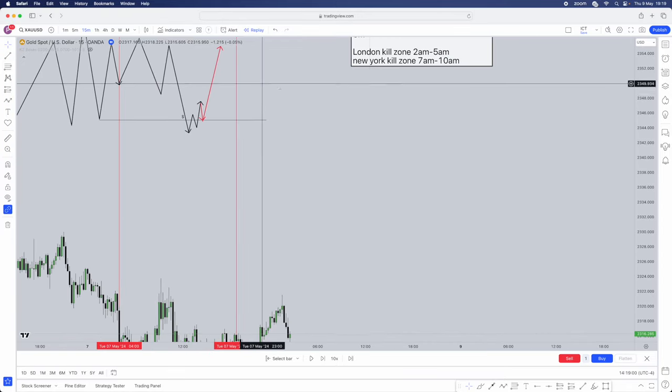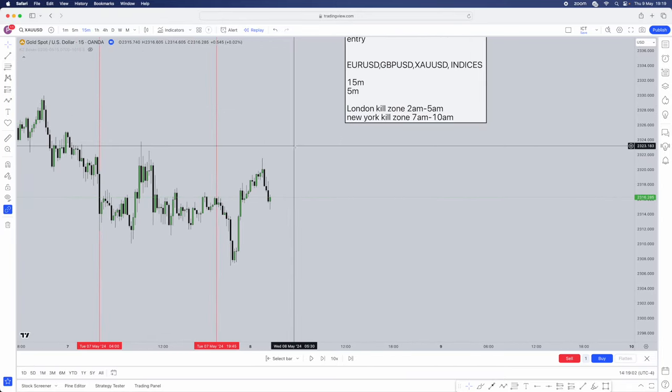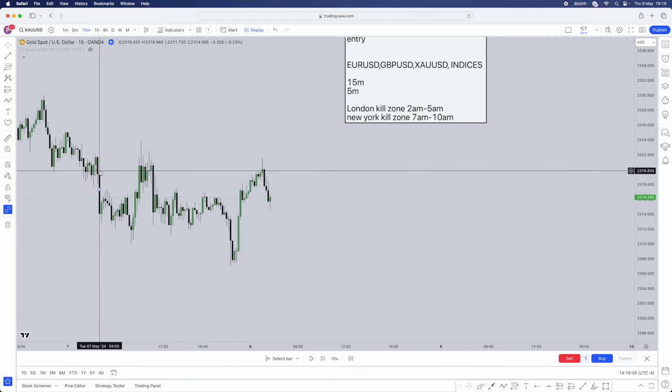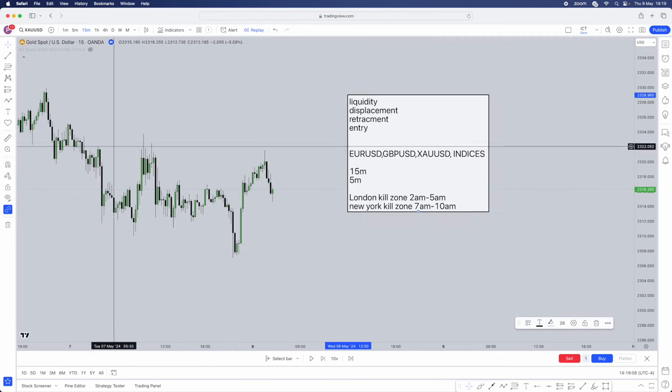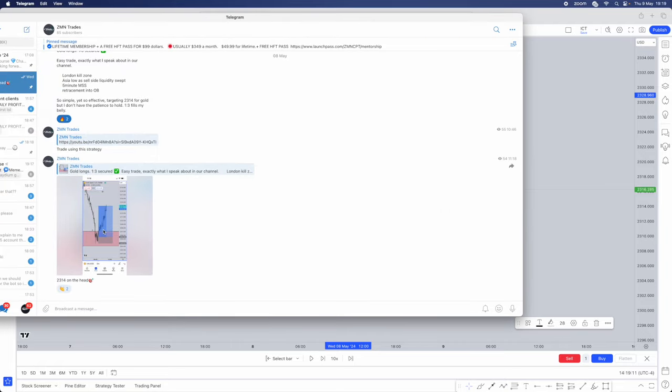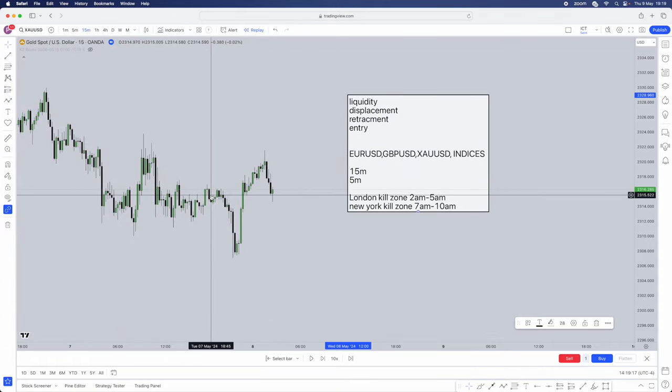Now let's jump straight into a live example. So let me actually delete everything. Okay, first things first, right? This is the exact same trade that I took in the free Telegram. As you can see here, gold longs, targeting 23.14, done on the head. Now I'll explain this trade and how I actually got it.